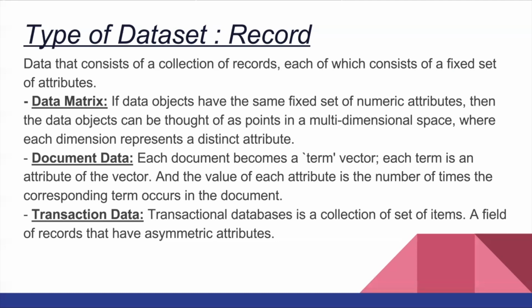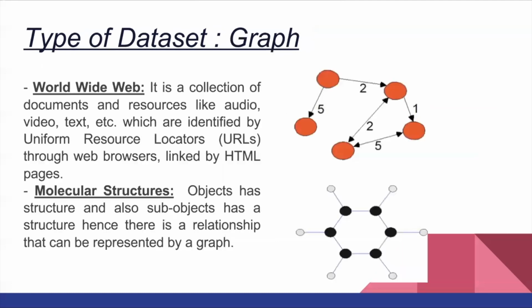Lastly, there is transaction data, a transactional database that is a collection of sets of items. We can consider transactions happening and the data that is being stored. There can be multiple records, and it doesn't matter that the attributes are asymmetric. Like if a person buys a car and another person buys a mobile, then the record data might be different. So transaction data states that.